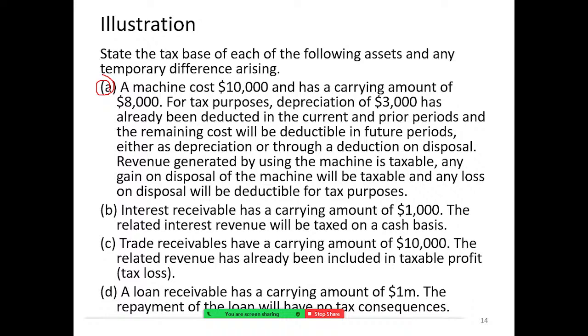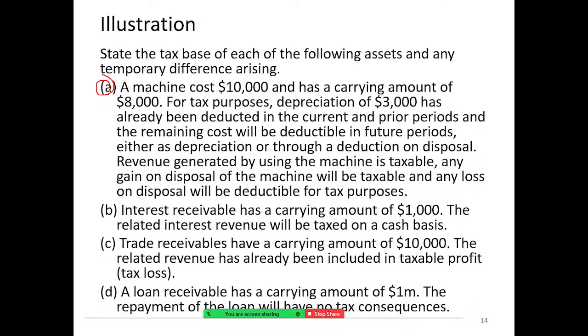2,000 depreciation. For tax purposes, depreciation of 3,000 has already been deducted in the current and prior period. Then how much capital allowance? 3,000. Good. The remaining cost will be deductible in the future period, either as depreciation or through a deduction on disposal. Revenue generated by using the machine is taxable. Any gain on disposal of the machine will be taxable, and any loss on disposal will be deductible for tax purposes. So we don't worry about that.